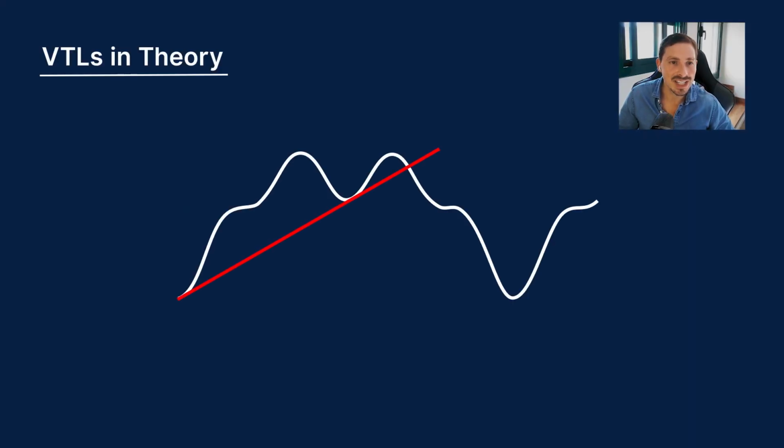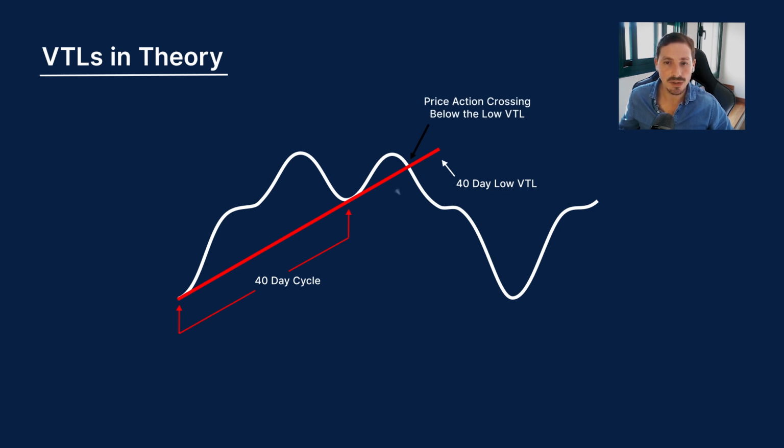So let me show you an example of VTLs working in theory. Now, this is the same picture that I showed you in lesson 1 when I was showing you composite price action. So this is a theoretical market that I constructed using ideal cycles. Here's what I want you to know. The two red arrows are, let's say, a 40-day cycle. And the line that is connecting these two lows is a 40-day low VTL. Now observe the black arrow here. What happens after prices cross this trend line is prices fall. And this is what a VTL actually does for you.